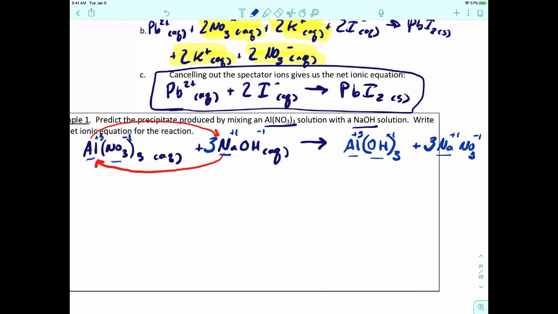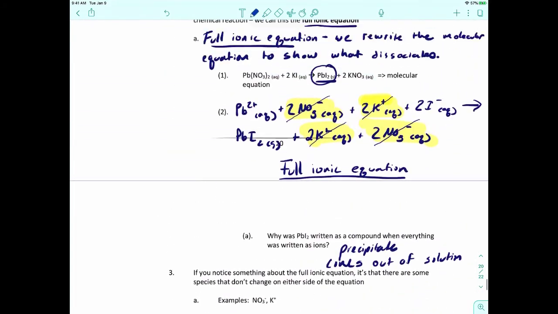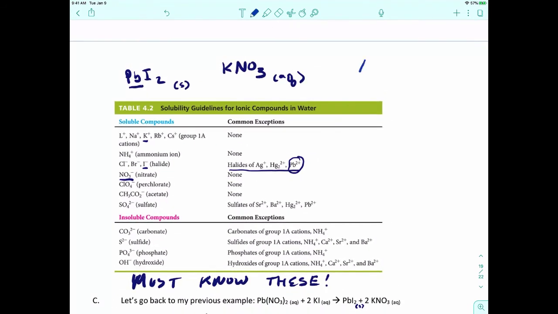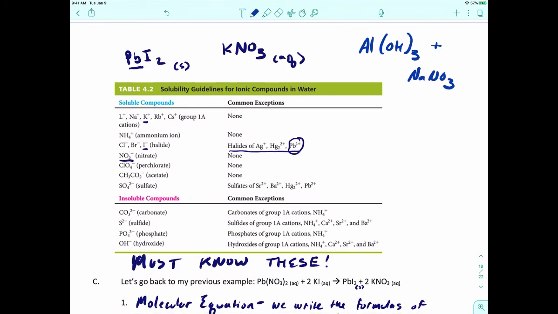Now before we do anything else, we've got to predict what the phases of our products are. So are these precipitates or are they aqueous? All right, to do that, we've got to go back to the solubility rules. So let's do that. Our 2 products were Al(OH)3, and we had NaNO3. Okay, so let's see what we've got. Let's deal with the NaNO3 first.